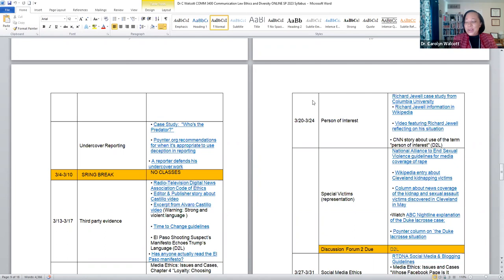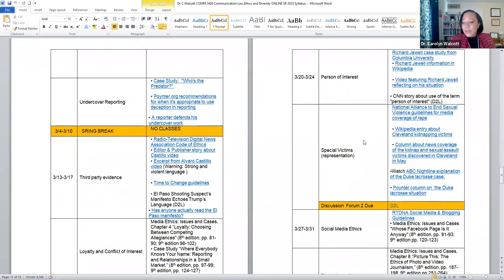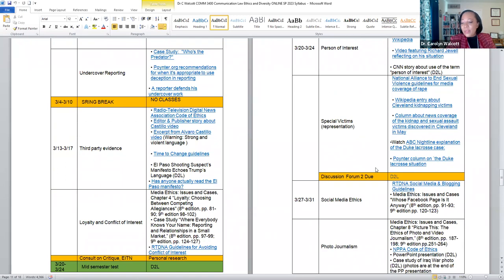Most of you may be too young to recall. You might not have been here as yet, but this is something that really made the news consistently. At the end of the day, it cost a particular person their life and their livelihood as a result of how he was tried in the court of opinion based on the coverage. So we're looking at person of interest and special victims for this particular week of March 20th to 24th. Quite a lot of readings for you to catch up with. And of course, your discussion forum is due at around that time.